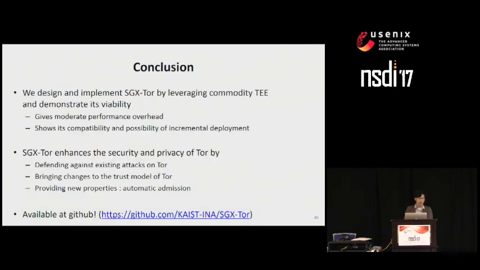To summarize, we design and implement SGX-Tor by leveraging commodity TEE technology and demonstrate its viability. Using SGX-Tor, it is possible to establish an advanced trust model and protect the privacy of Tor users. As we provide SGX-Tor as open source, we believe SGX-Tor has great potential for the community to spark new research on Tor. Thank you for listening, and I'm glad to take questions.